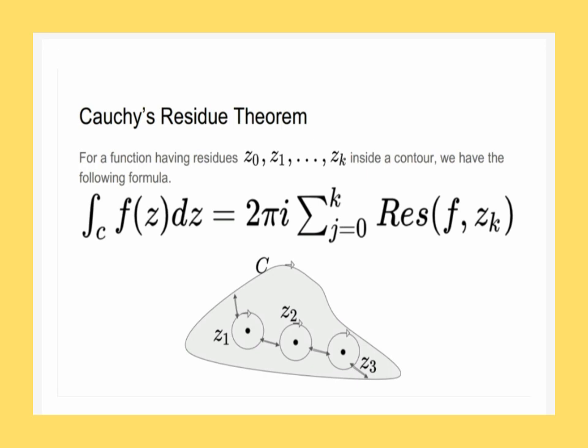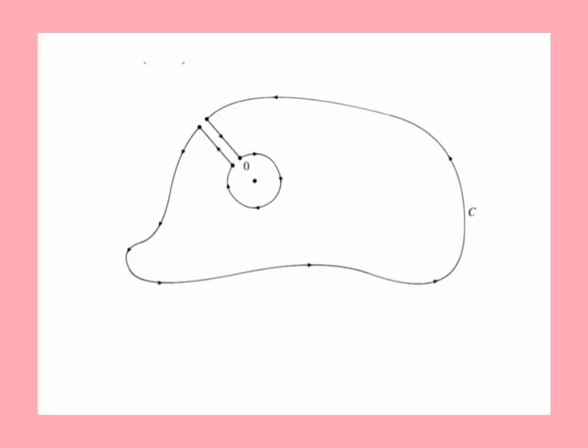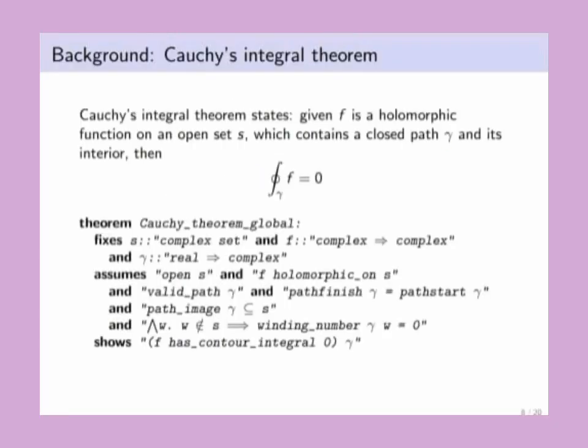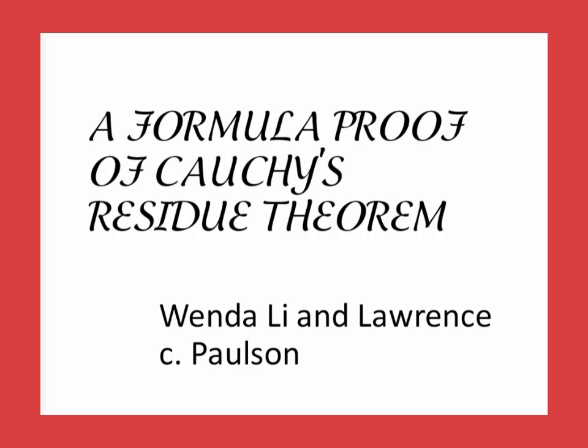Cauchy's residue theorem: the integral over C of f of z dz is equal to 2 pi i times the summation over k of the residues of f at z_k. We have a diagram of Cauchy's residue theorem, where it shows a zero at the center of a circle and a C at a point. Cauchy's integral theorem: f is a holomorphic function on a set S, and the integral over the path is equal to 0, by Cauchy's theorem global. A formal proof of Cauchy's residue theorem was written by Wenda Li and Lawrence Paulson.